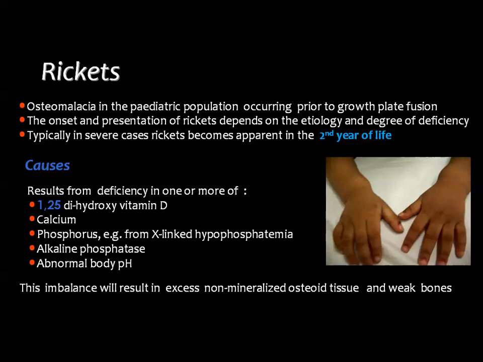And the same causes of osteomalacia can contribute to the development of rickets, and vitamin D deficiency in the pediatric age group may result in skeletal changes of rickets that are usually seen by the age of 2 years of life. The deficiency of vitamin D, which is the active form 1,25-dihydroxyvitamin D, or deficiency of calcium, or deficiency of phosphorus, alkaline phosphatase, or the presence of abnormal body pH.